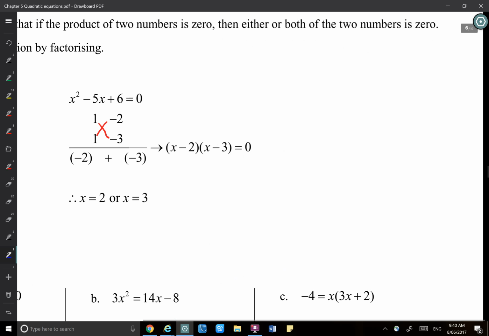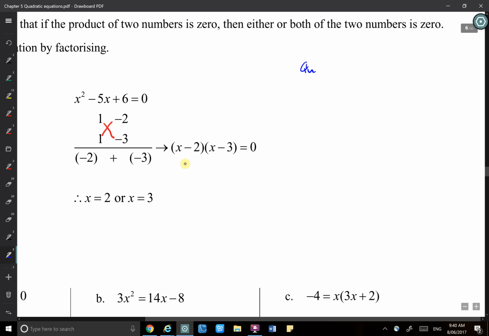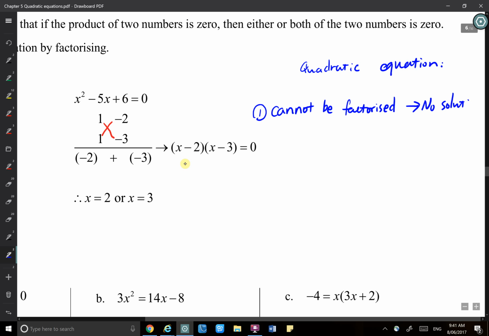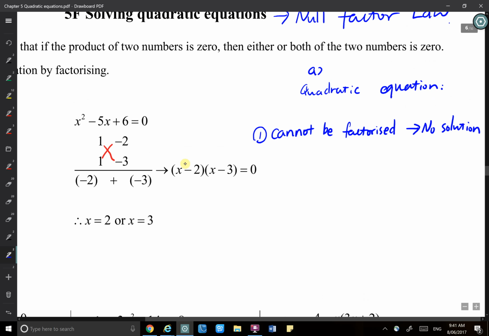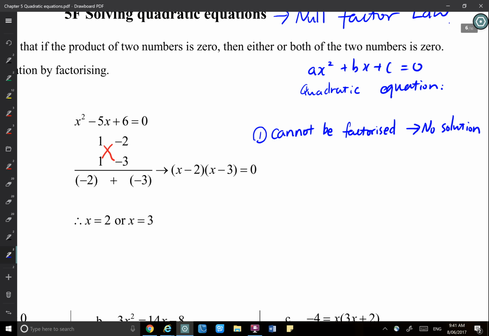For a quadratic equation, there will be 3 cases. The first case is that it cannot be factorized. There will be no solution. The quadratic equation, I mean ax squared plus bx plus c equals 0. If it cannot be factorized, there will be no solution. Just no solutions at all.